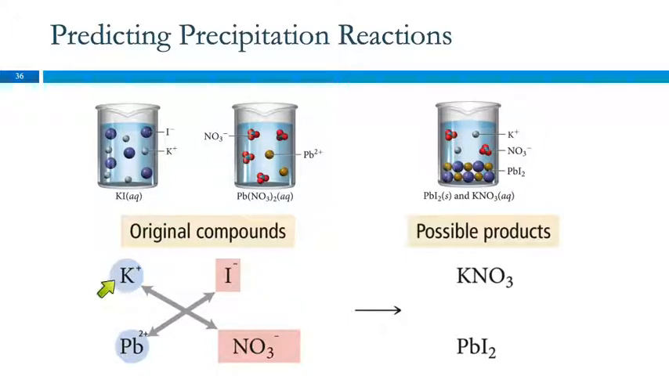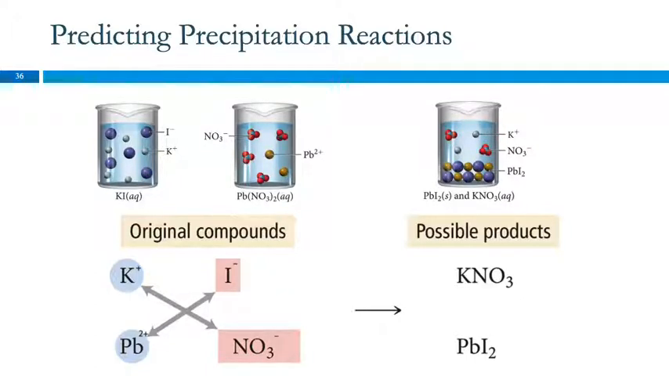So we'll see how potassium and nitrate interact. They're like, hey, hi, how are you? They don't hate each other, but they're not really stuck on each other either. But lead and iodide will form a solid, okay?